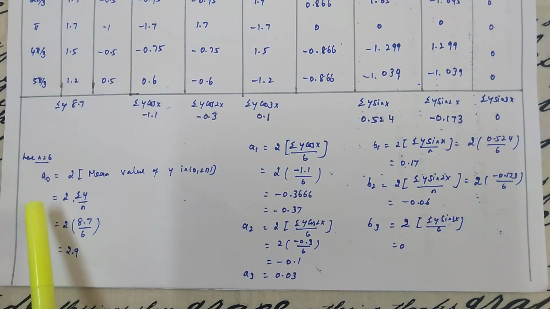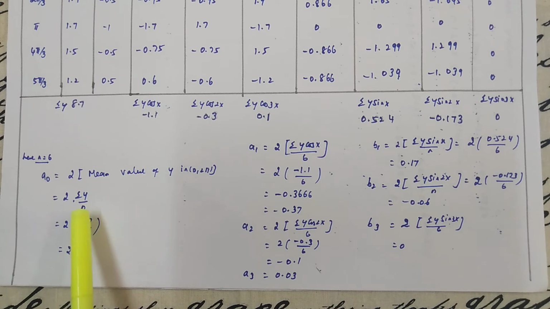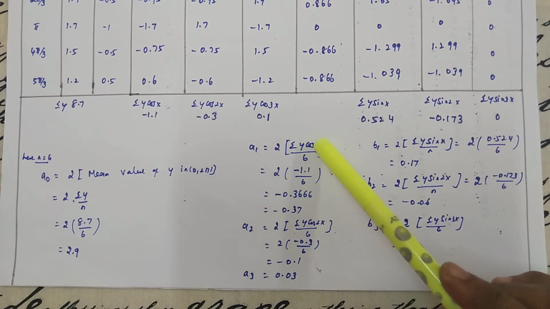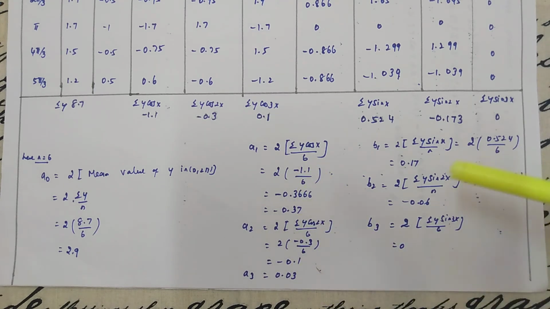Now the formula, which I showed in the very beginning: a0 equal to 2 into the mean value of y in (0, 2π). Mean value is nothing but sigma y by n, so a0 is 2 into sigma y by n. Sigma y value is 8.7, divided by 6. So the answer a0 is 2.9. Then a1 equal to 2 into sigma y cos x by n, and substituting the values we can get a1, a2 and a3. Likewise, b1 equal to 2 into sigma y sin x by n. So substituting the value, 2 into 0.524 divided by 6, you can get b1 as 0.17, then b2, and b3 is 0 obviously. Even if it is 0, we also have to put it in the table. So b3 equal to 0.